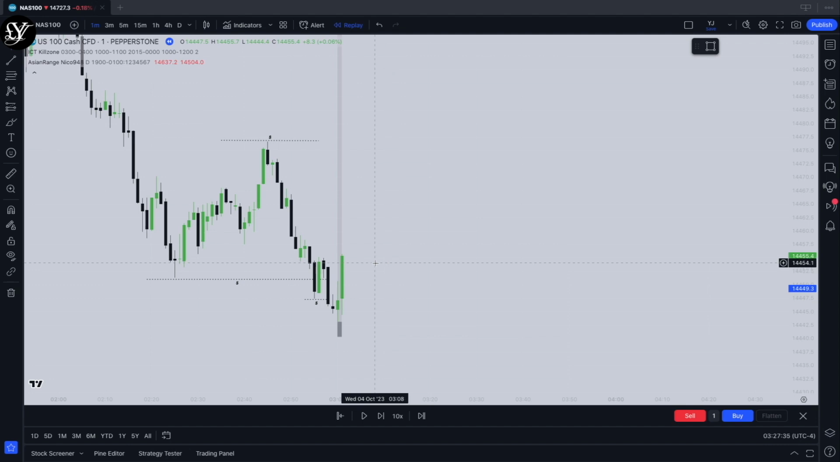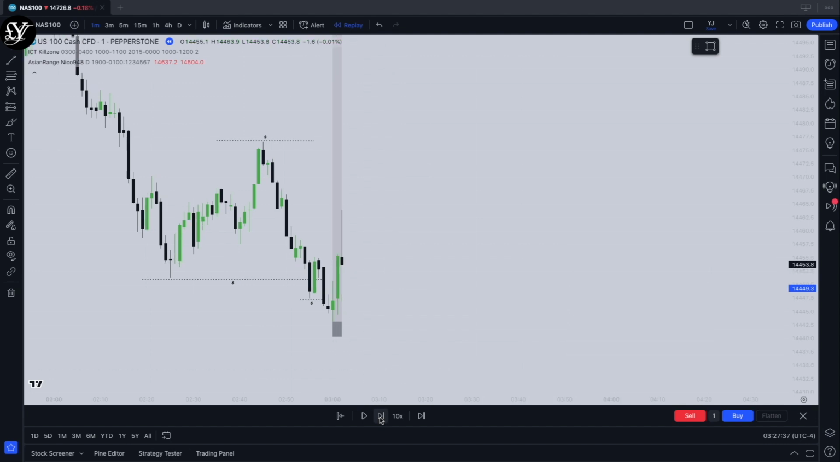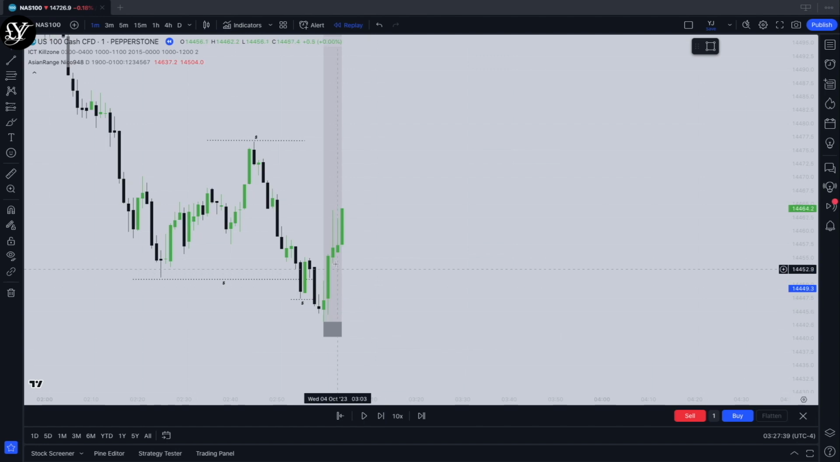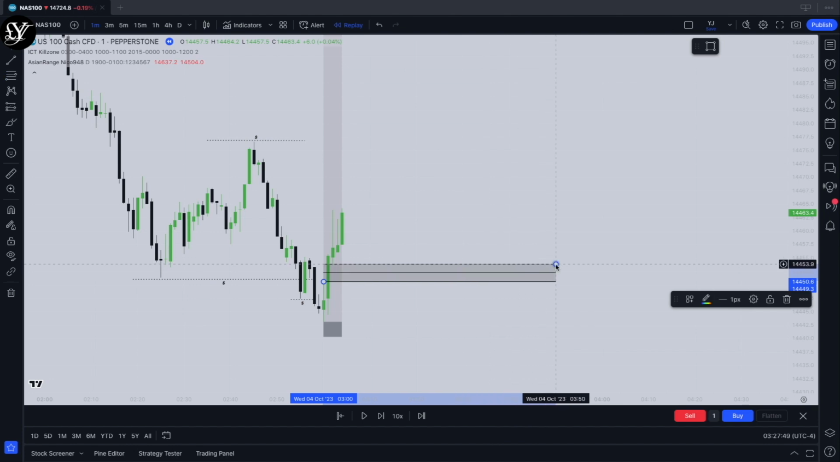So the second thing we'd look for is a market structure shift, which was also made with a fair value gap. So we can see right here, we have created a fair value gap where these two candles do not connect. So if we get our fib tool and draw out an order block right here, we draw it out from the tip of the first candle to the tip of the third candle. So the area that the two candles did not make contact.